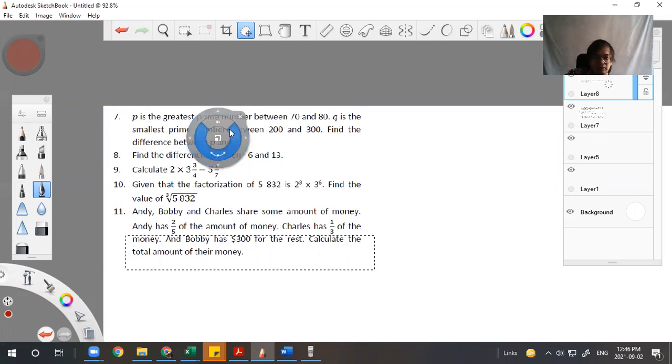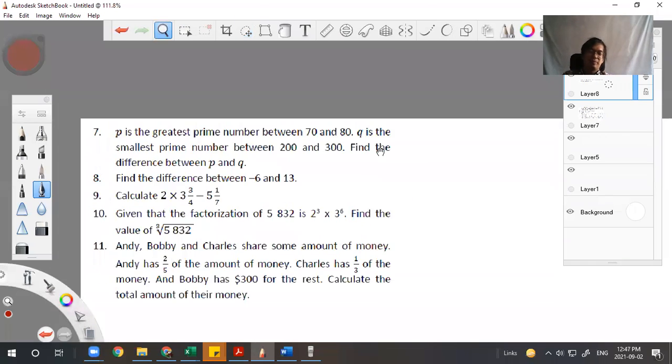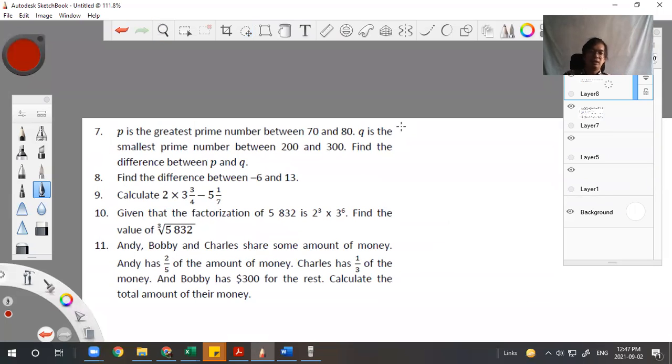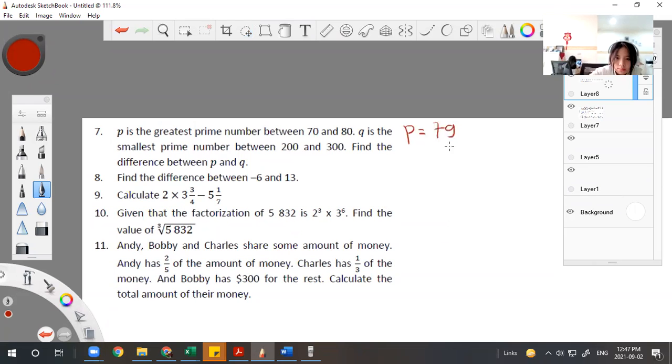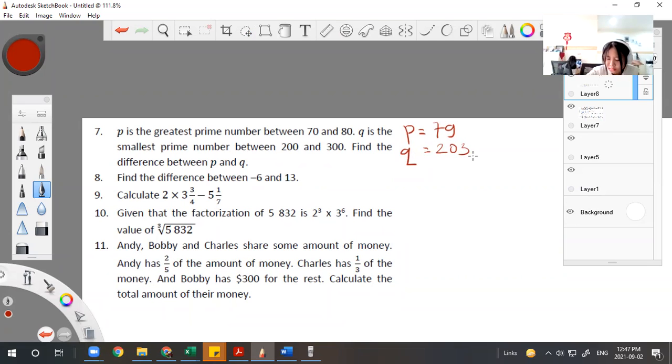See, number 7. P is the greatest prime number between 70 and 80. So how do you find the P? P will be, I guess, 79. That's right. Cool. And Q is the smallest prime number in between 200 and 300. 203, right? Because you cannot divide 203 by anything else. 201 cannot, 201 can be divided by 3, right?